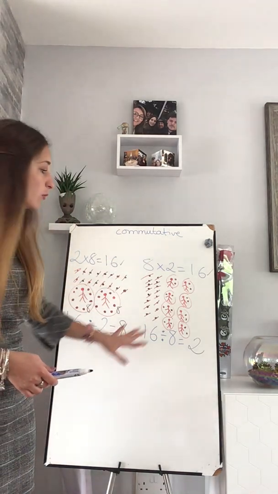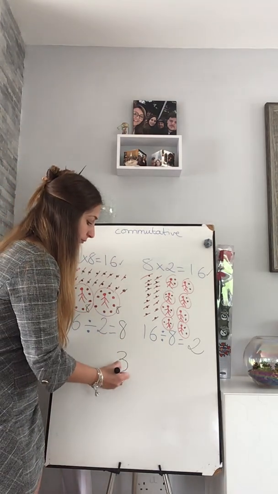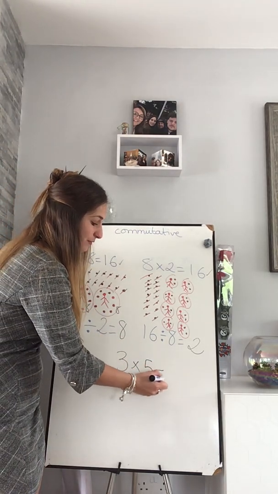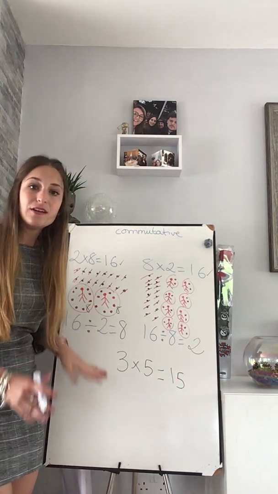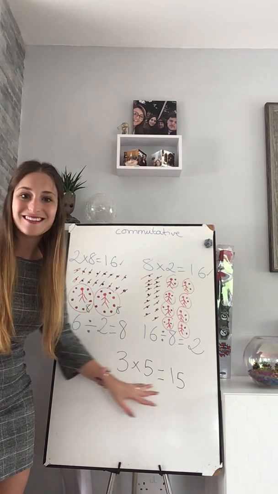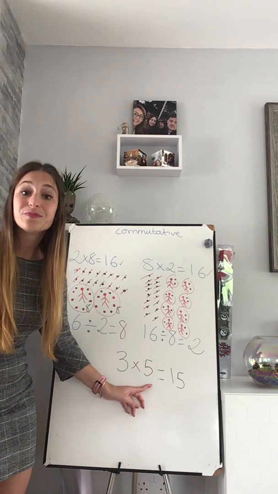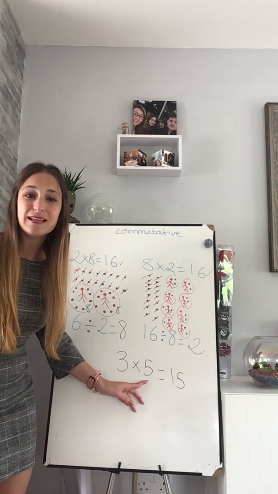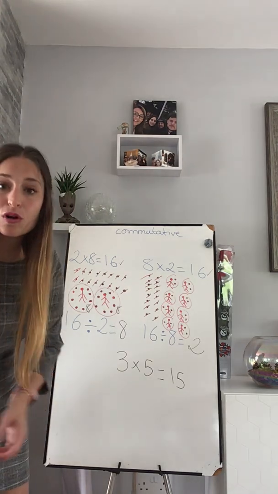You are going to do a quick work on writing the statements. So if you write 3 times 5 is 15, then you will need to tell me, I know that 3 times 5 is 15, then 5 times 3 is 15, then 15 divided by 3 is 5, and 15 divided by 5 is 3. Okay, that's your work today.